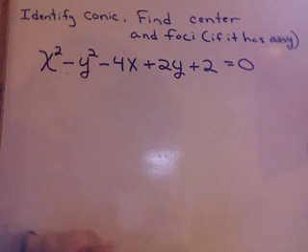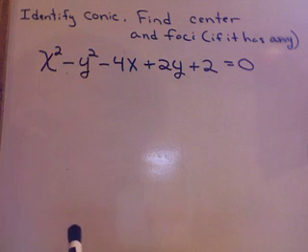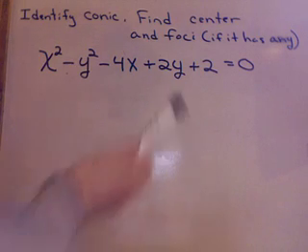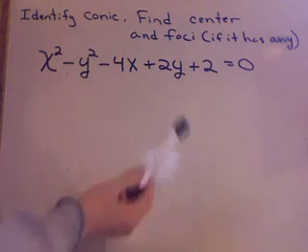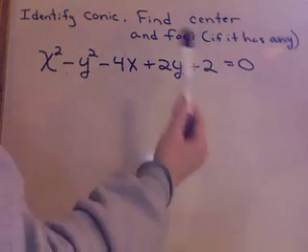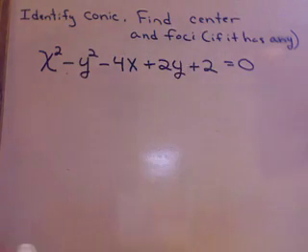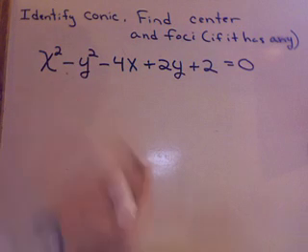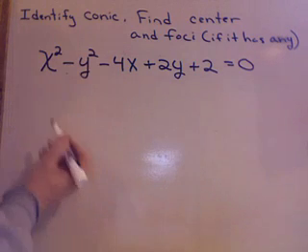Okay, so I had a question about page 434 and 438 for Trig. So I have a sample problem. Identify the conic and find its center and foci if it has any. Of course, if it's a circle, it has a center. If it's an ellipse, it has foci. So first thing you want to do is separate the parts so that you can complete the square.